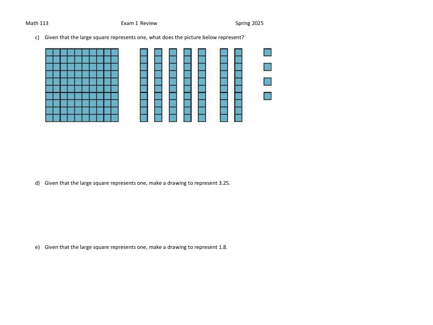So what does this picture represent? Well, this is 1. These are tenths. The longs are tenths, and I have 7 of them. And the shorts are hundredths, and I have 4 of them. So 1.74.